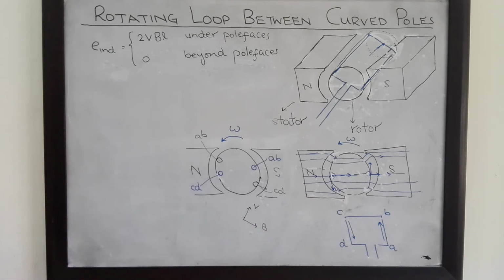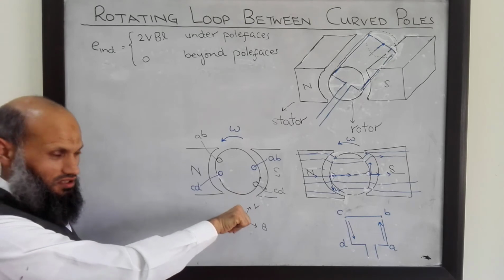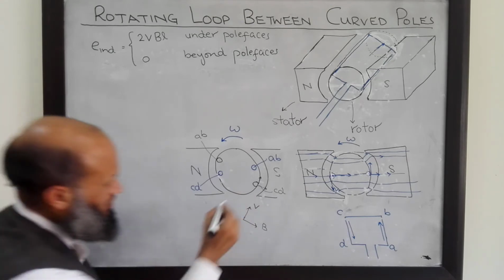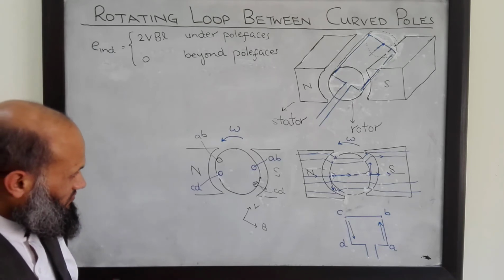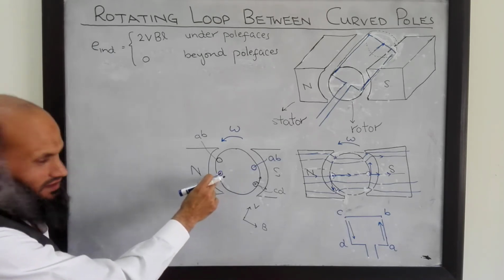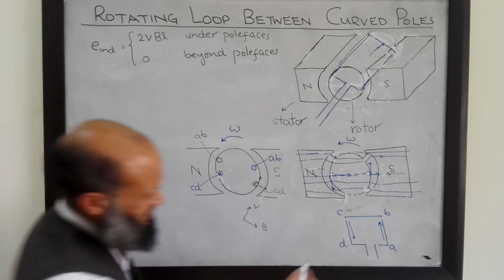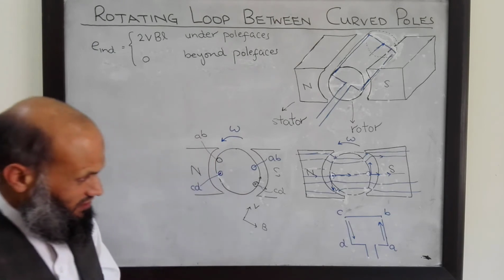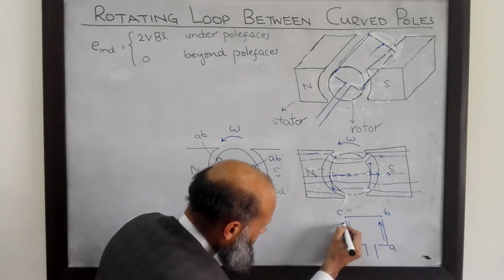So now, what is the polarity of voltage induced? V cross B is into the surface of board. Now this is the situation. Previously, this was the polarity indicated by dot, and here it becomes cross. That is, previously this was the direction of current in this conductor. Now it is this direction.